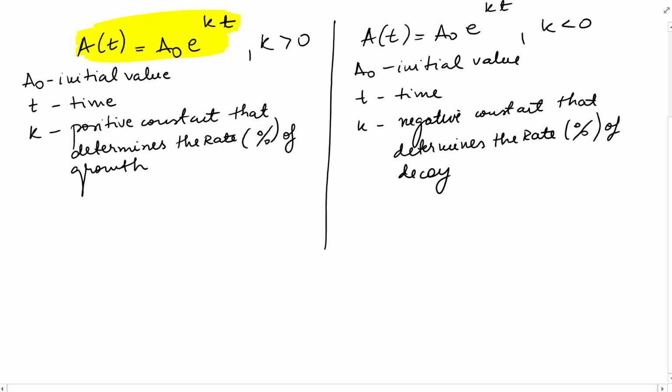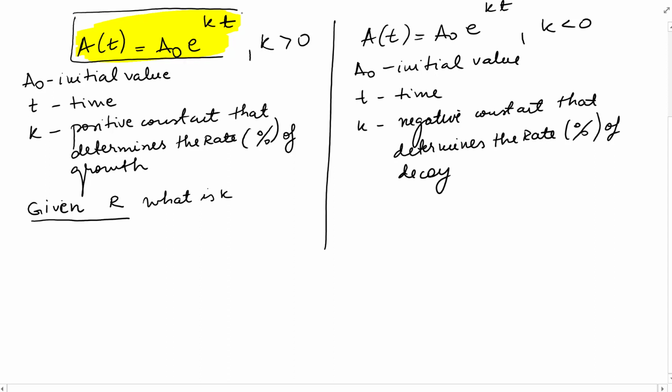In many problems, when they want us to find the function or the time, they give us r, the rate. So they say it increases by 3% or by 5% or something like that. So the question is, if r is given, what is k? What am I going to replace to actually be able to find the exponential function for growth? So this is what we have to do.